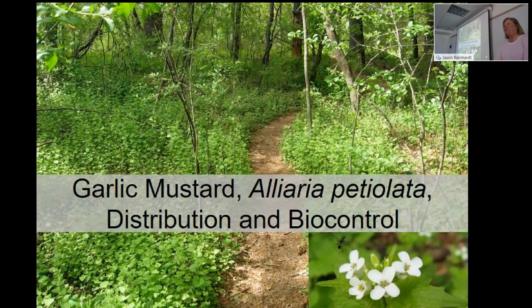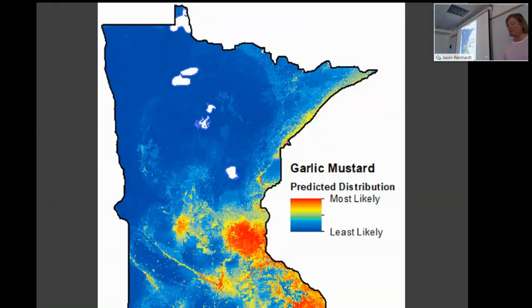So now we'll switch gears to a couple of herbaceous plants. Garlic mustard is biennial and it overtakes forest understory areas, just spreads out. I think we're all pretty familiar with garlic mustard.